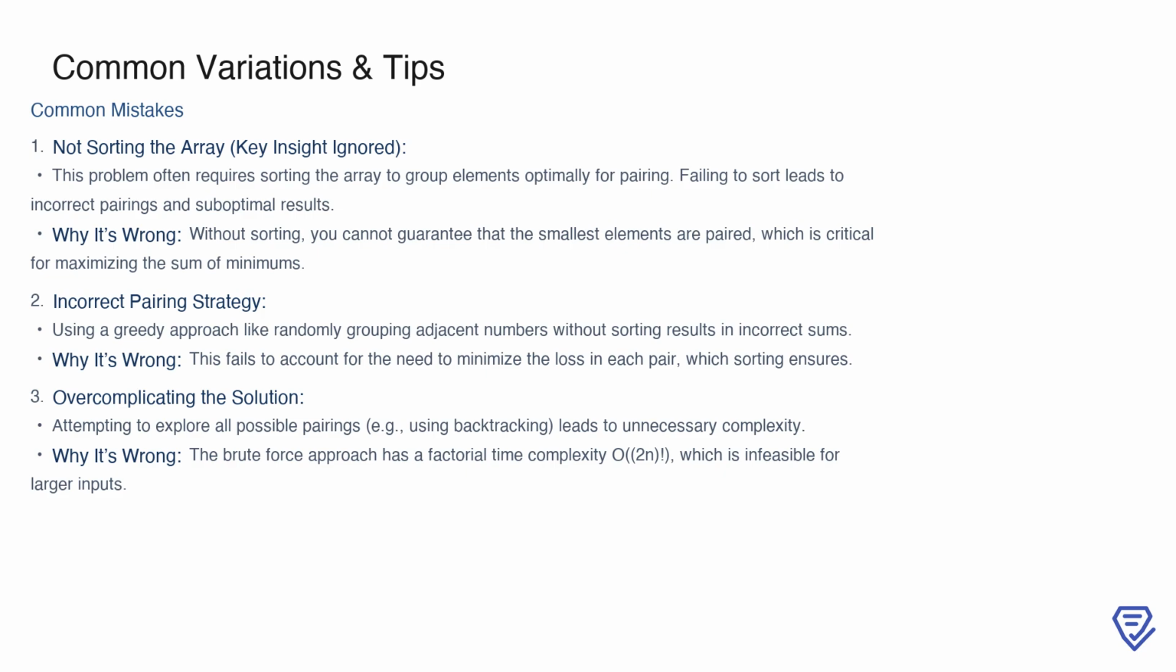First, not sorting the array is a frequent oversight. Sorting is a key step because it ensures that the smallest elements are grouped together, which is essential for maximizing the sum of the minimums in each pair. If you skip sorting, the pairings become arbitrary, leading to suboptimal results.